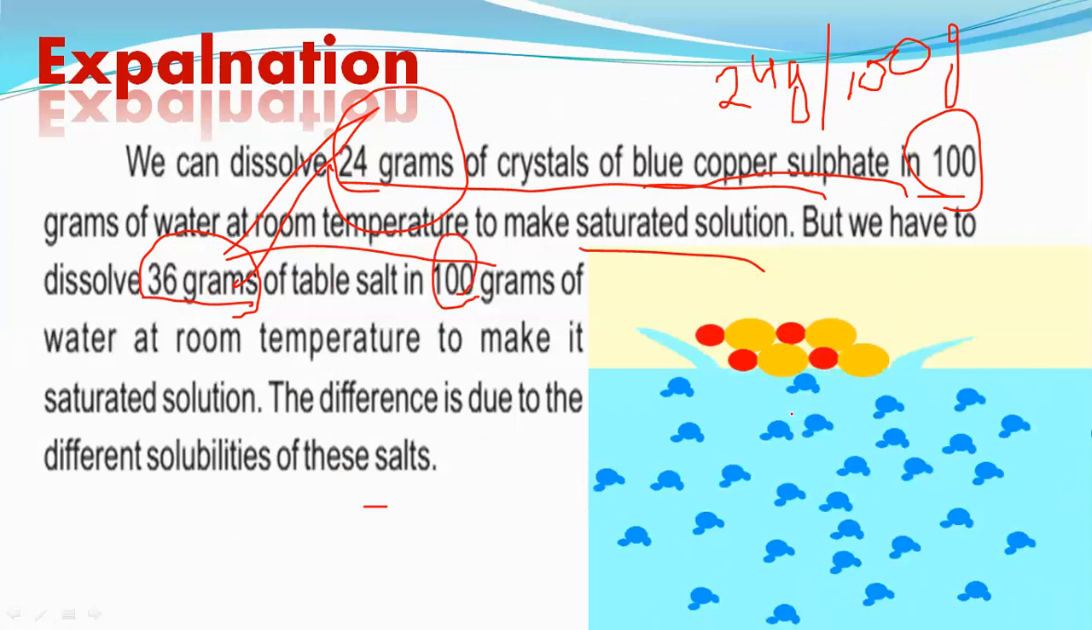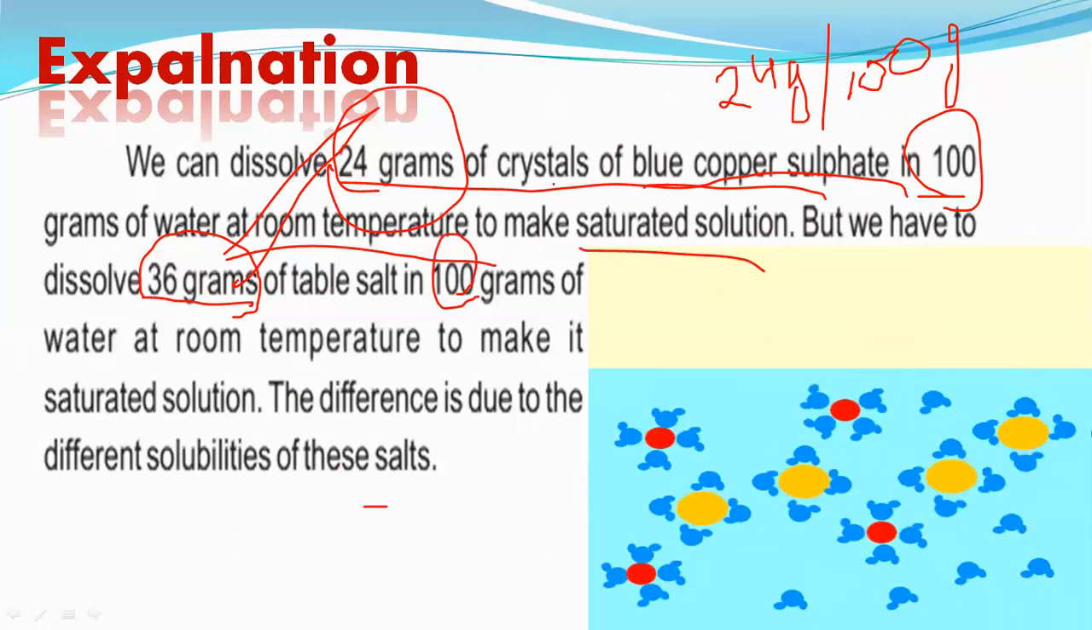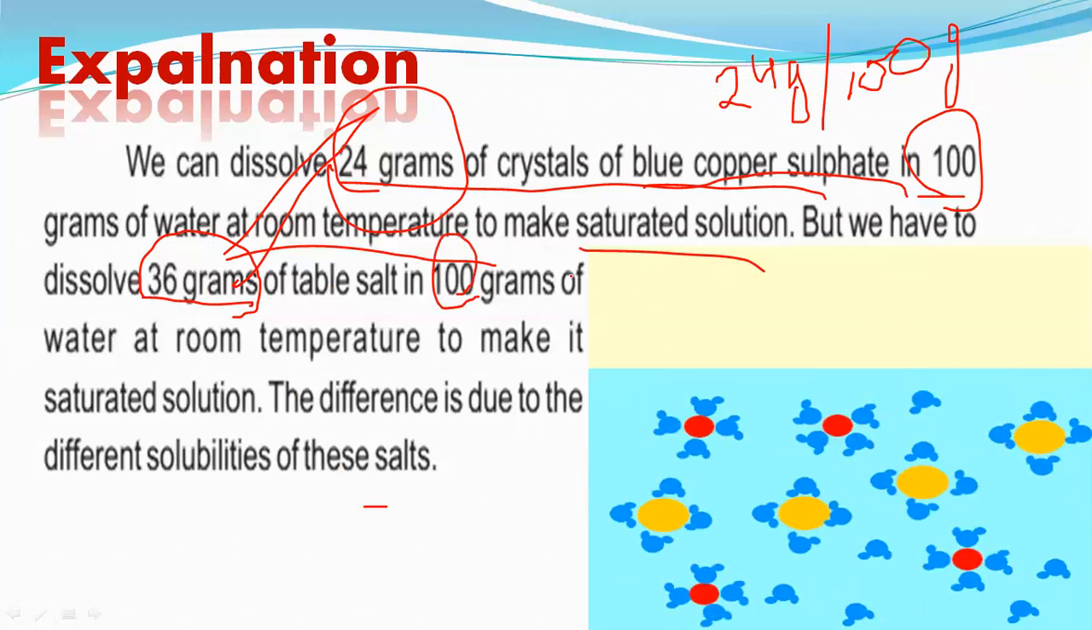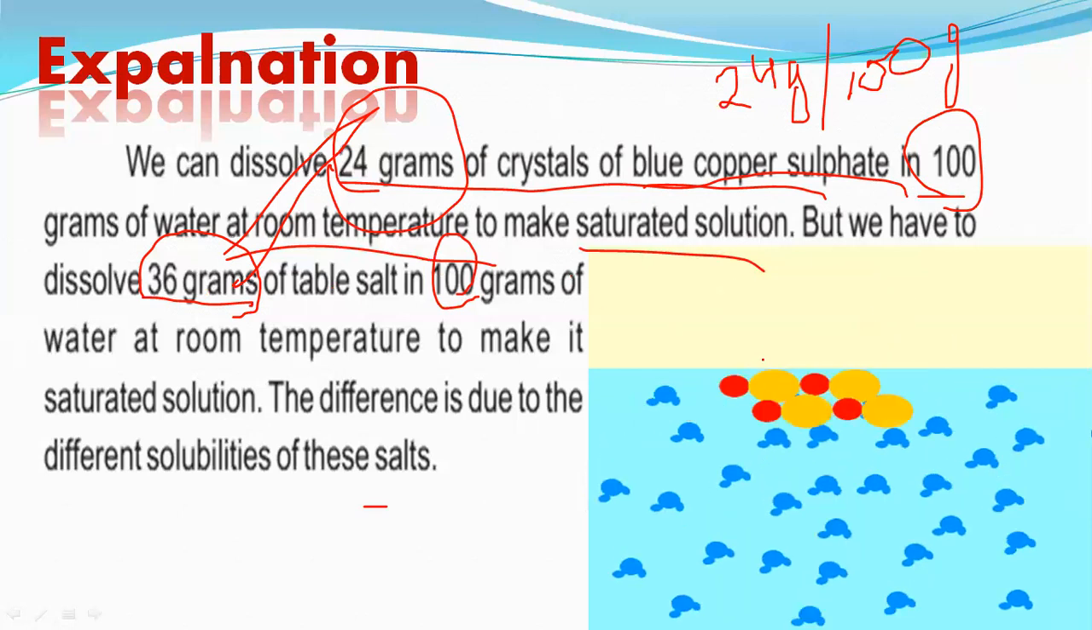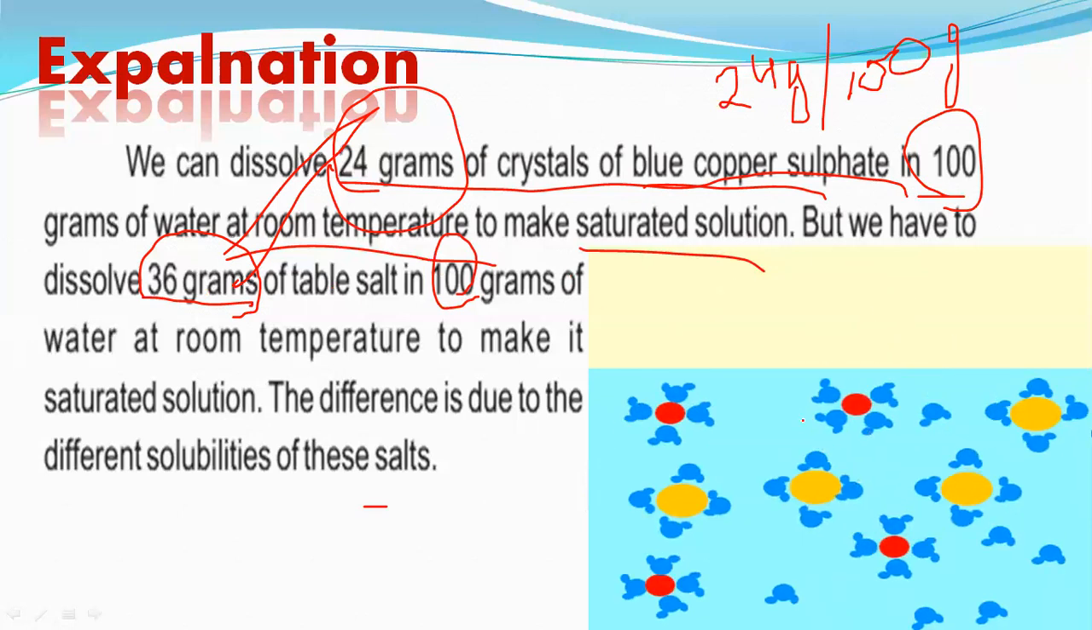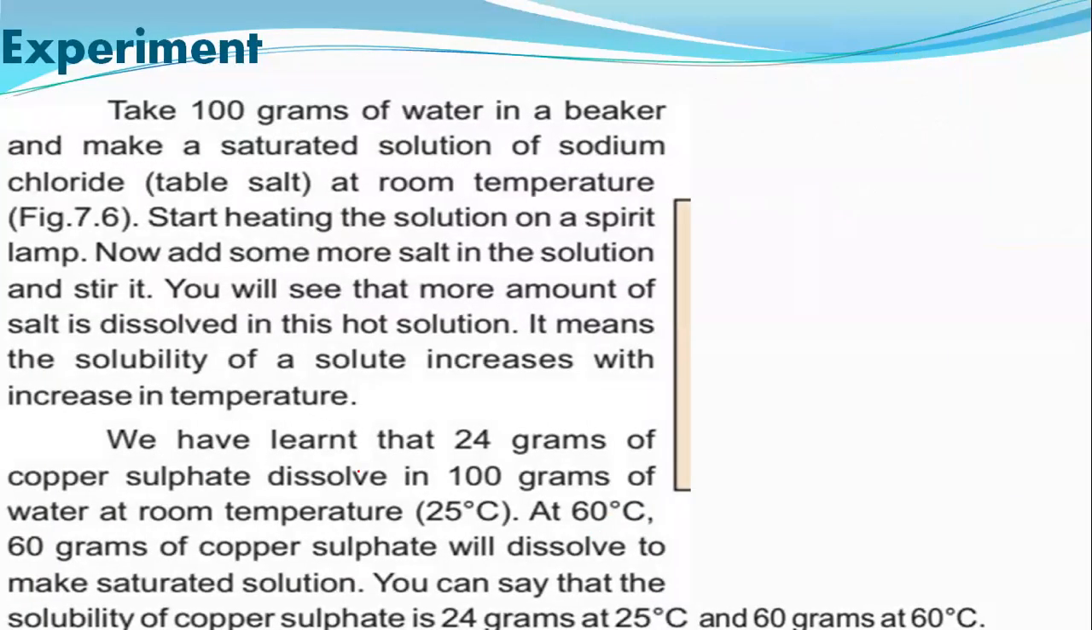So how is this the difference? This is according to the strength of the substance to be dissolved in a solvent. So if we just perform an experiment, take 100 gram of water in a beaker and make a saturated solution of sodium chloride, like we have seen before. So how much will it take? 36 gram. Yes, at the room temperature.